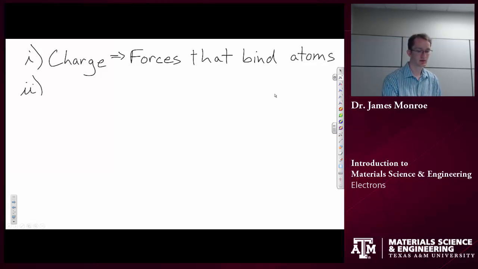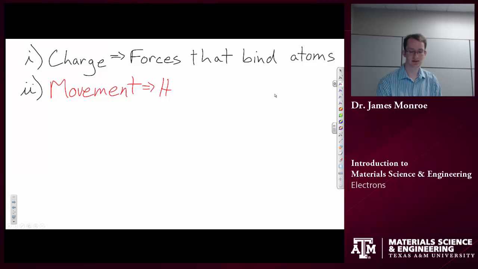Then we have movement. That is caused by heat. Movement of those electrons. Now, to describe the movement, we need to understand how the forces are pulling on the electron and why they're bound and how they move around the nucleus.